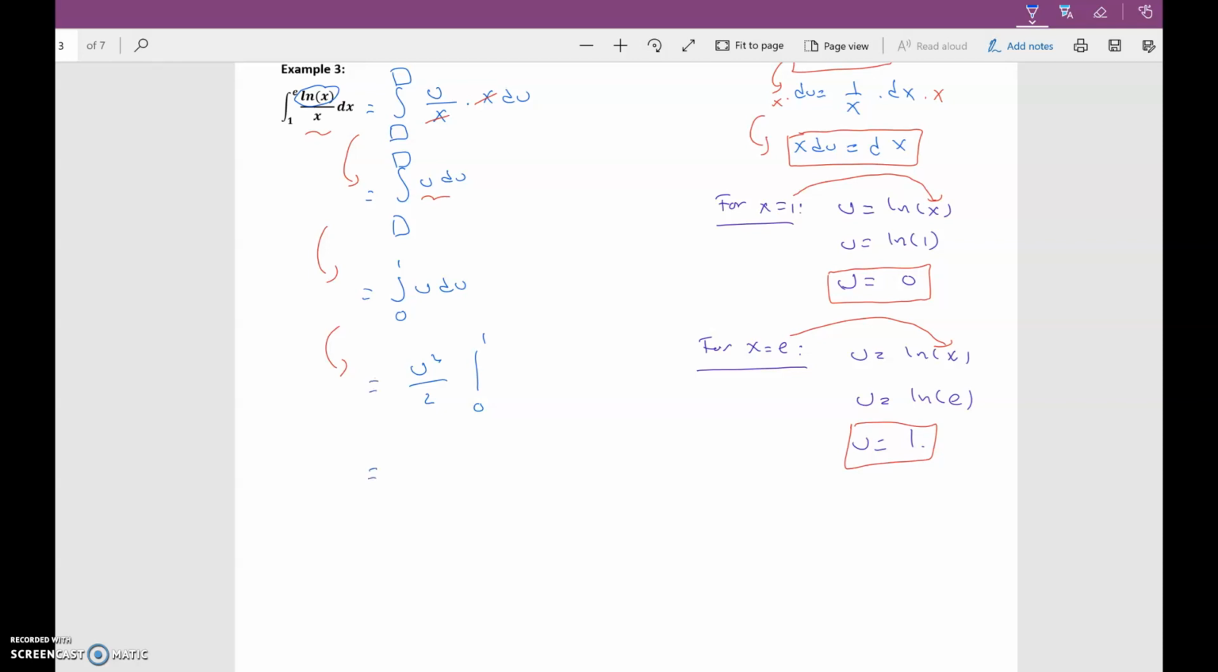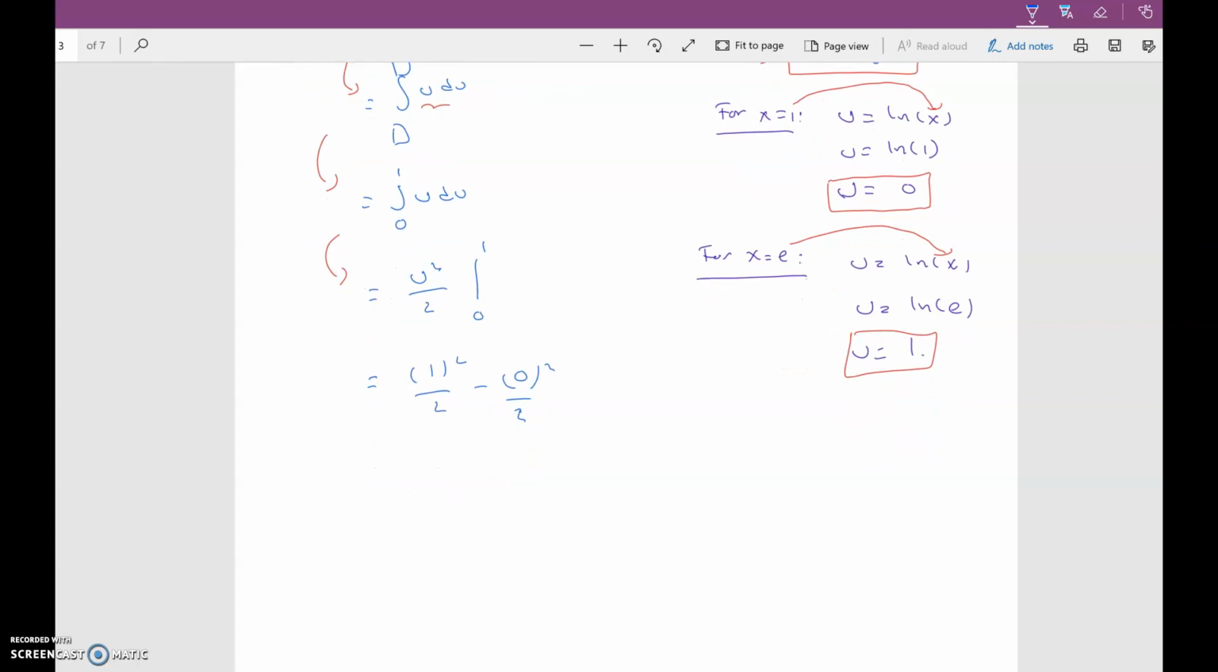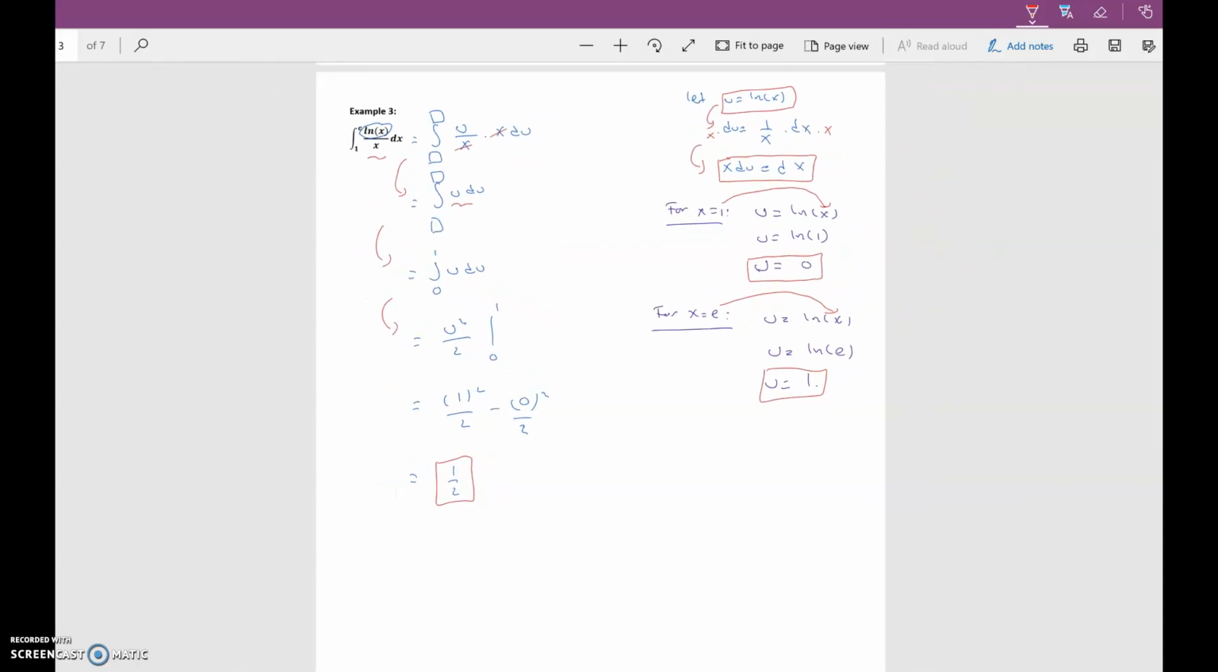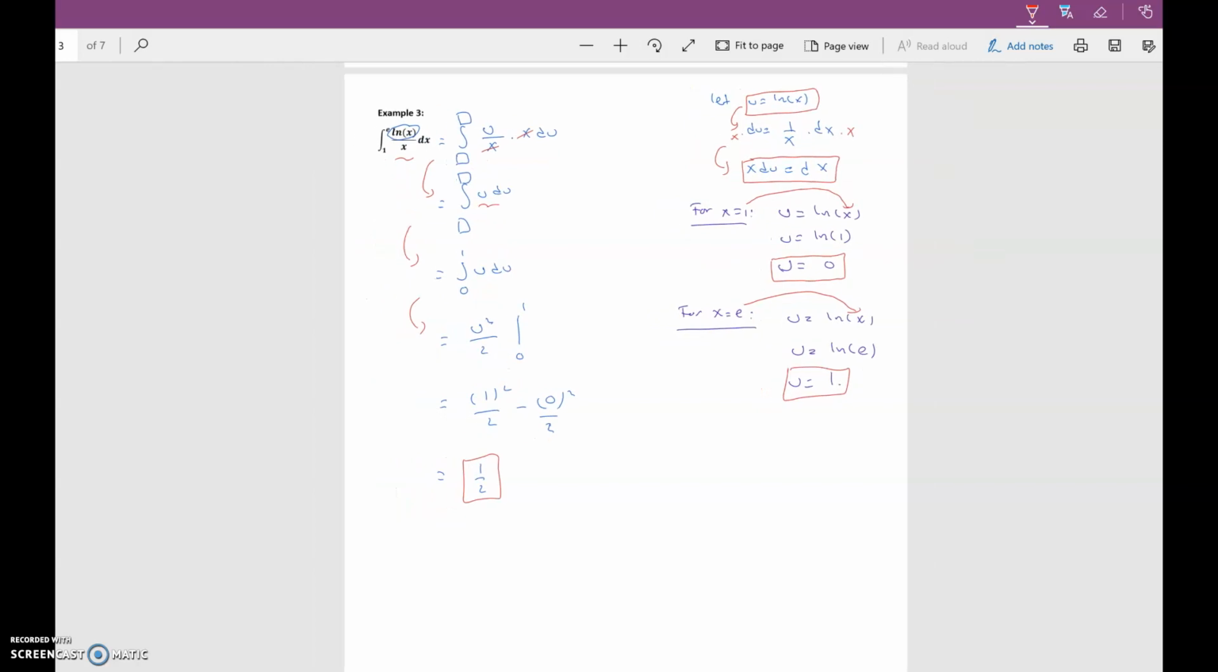So when we evaluate the limits, this is going to be 1 squared divided by 2 minus 0 squared divided by 2. And the actual integral is going to be equivalent to the value of a half. That happens to be our solution for this one, and it contains an extra step because of the limits of integration.